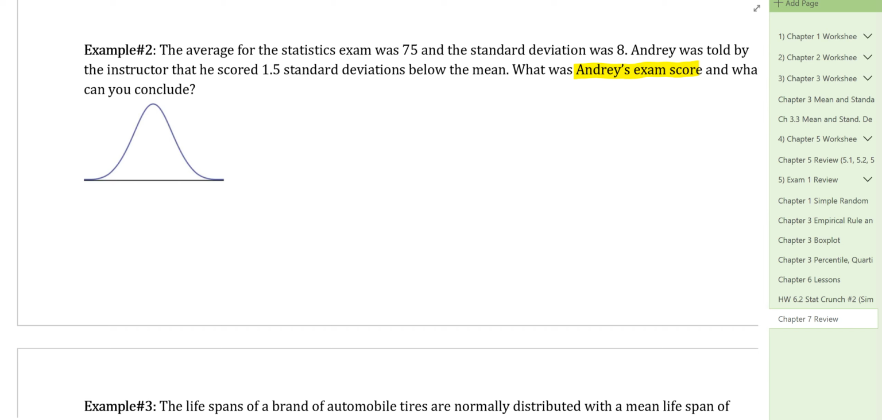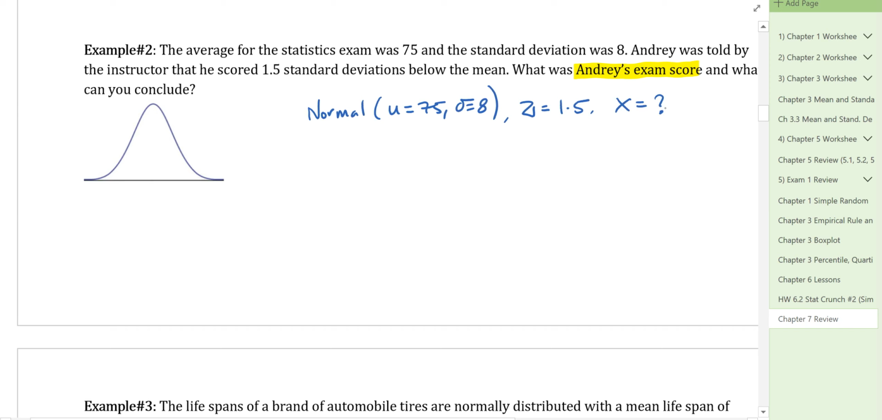We know that it's normally distributed. The distribution for the scores is normal, with a mean of 75 and standard deviation of 8. And we're given that the z-score for Andrew is z equal to negative 1.5. The question asks for Andrew's score. Again, Andrew's score is one of the scores in the class, so x is what we're trying to find out.